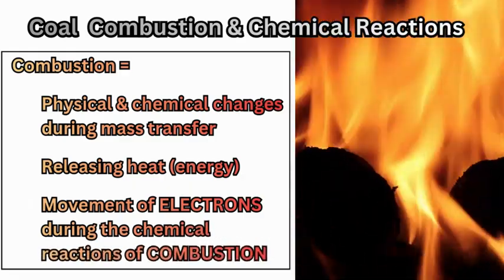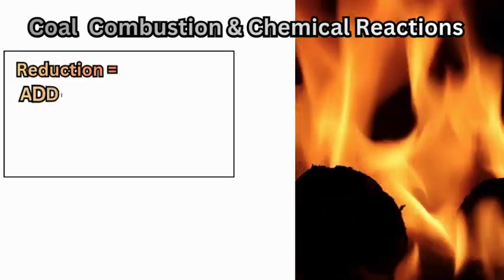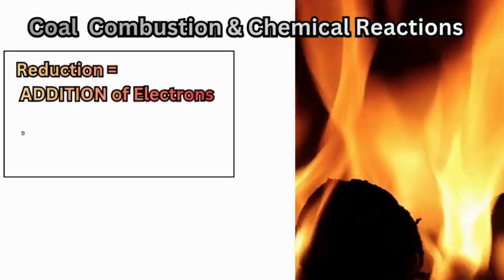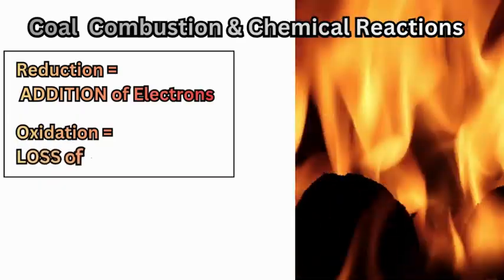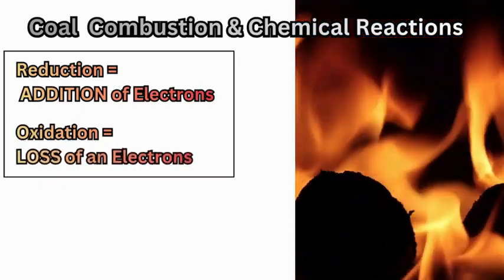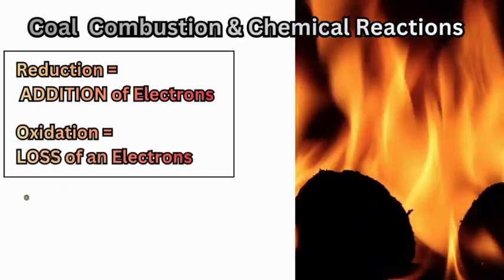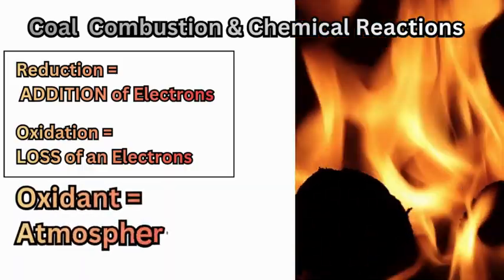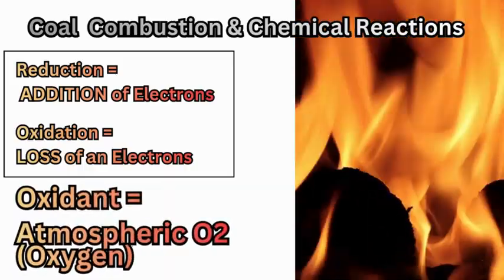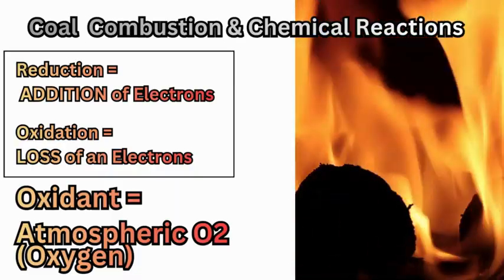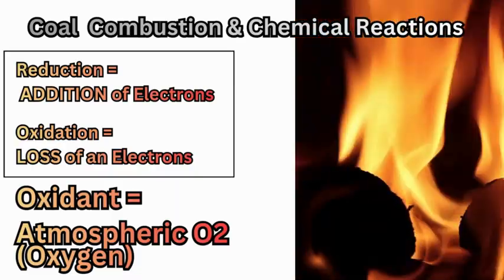So reduction is the addition of electrons in a chemical reaction, and oxidation is the loss or removal of electrons in a chemical reaction, and the oxidant, in this case, which produces or creates oxidation in this reaction, is oxygen. So a lot of O's right there.